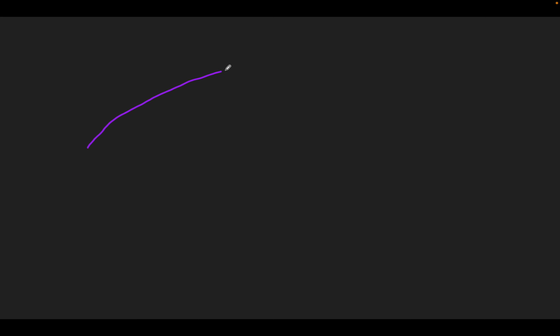Suppose this is the trajectory of our particle. We are concerned only at this position. This is a random position, but this position is at t equal to 1 second. Okay, and at this moment it has got a radius.